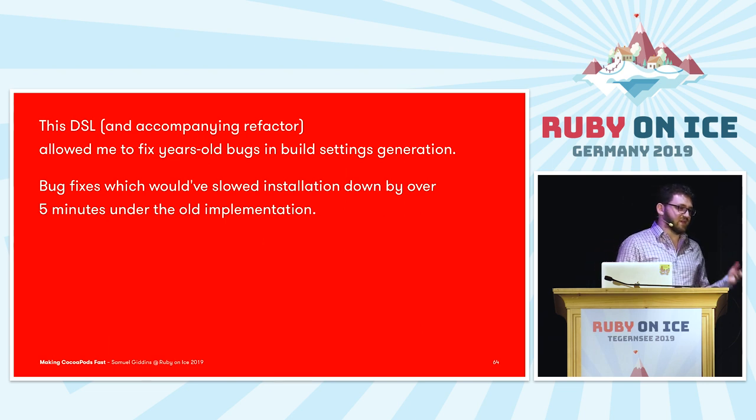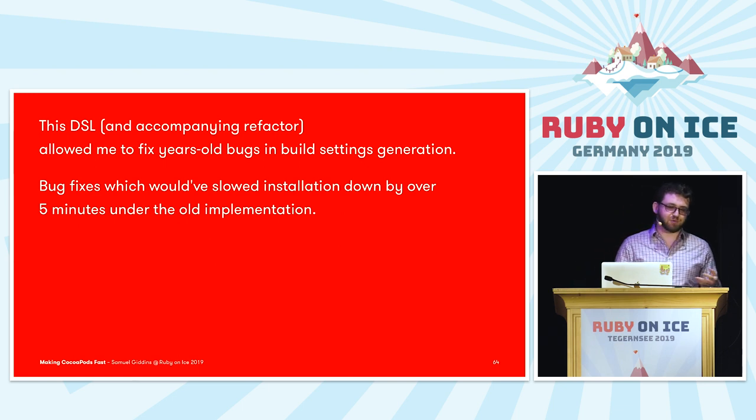So I wrote this fancy DSL and did what I called a huge refactor, but if you take out tests and comments and documentation and all that, it was basically 200 lines of code. It allowed me to fix a really long-standing bug in build settings generation, a bug that was actually preventing Square's adoption of a whole new programming language, Swift. So this was pretty important for us to fix. But these bug fixes would have slowed installation down by a factor of two using the old, call yourself recursively method.